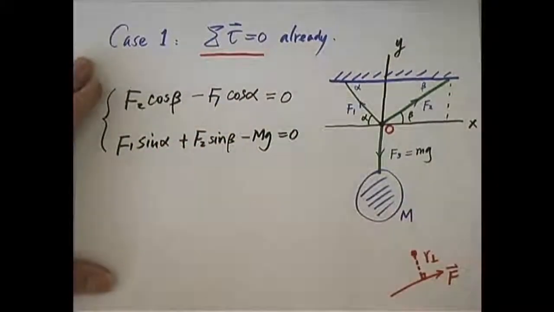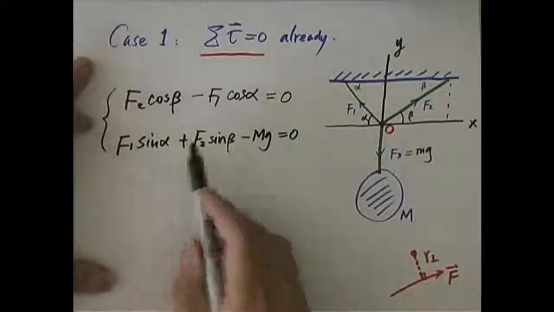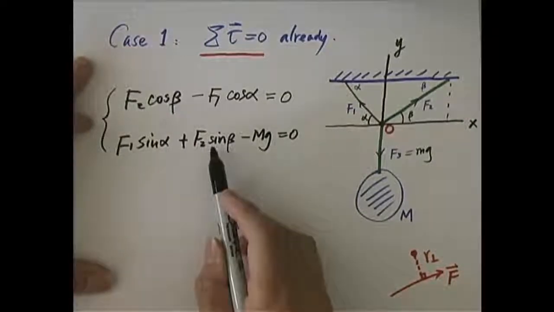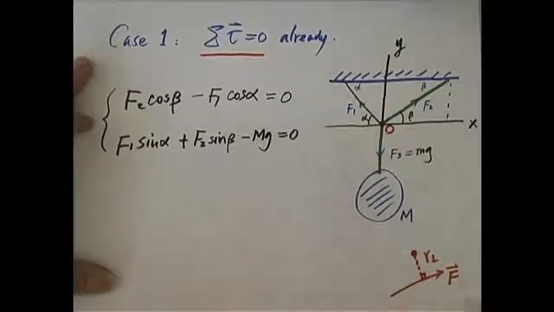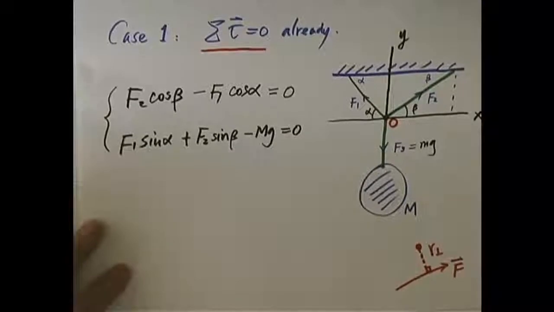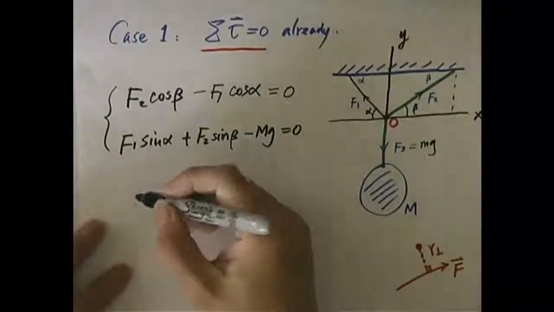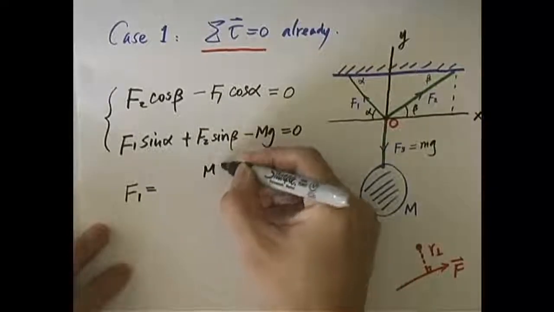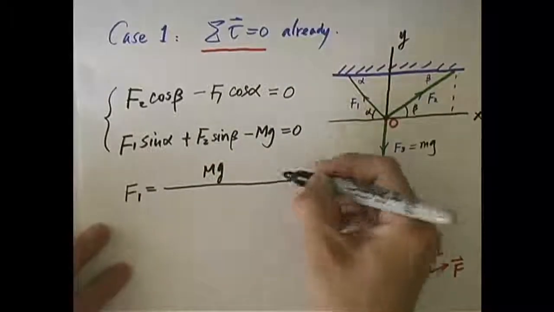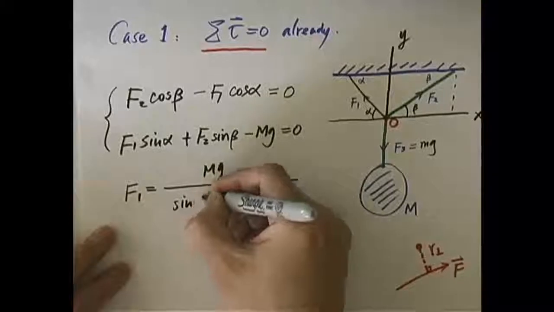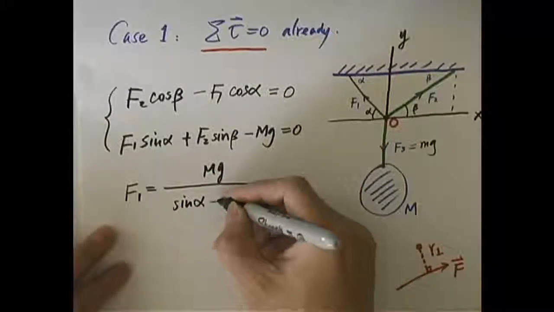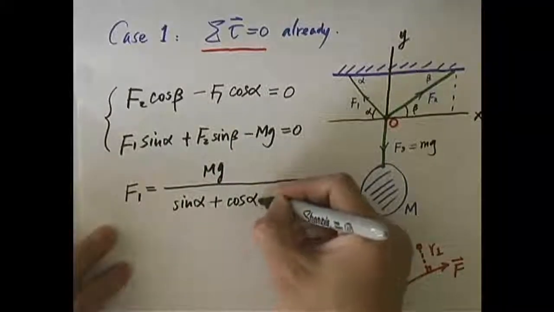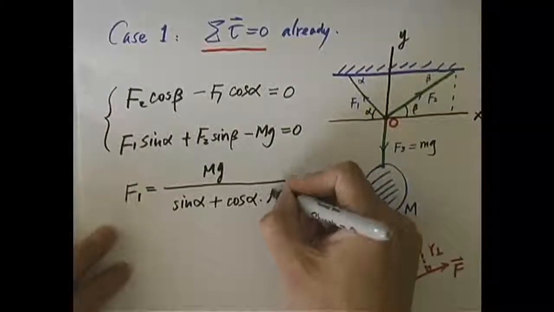That gives us a pair of equations for F1 and for F2. So we can easily solve them. And after some algebra, you find that F1 equals mg divided by sine alpha plus cosine alpha times tangent beta.